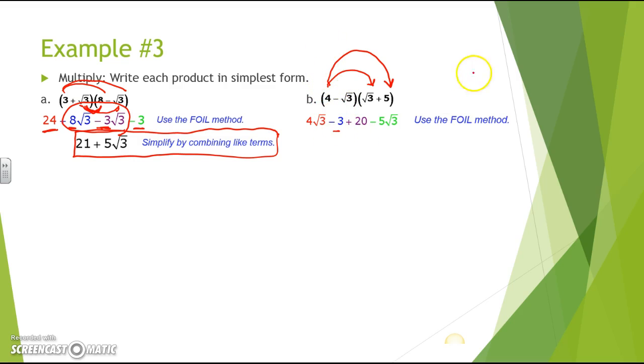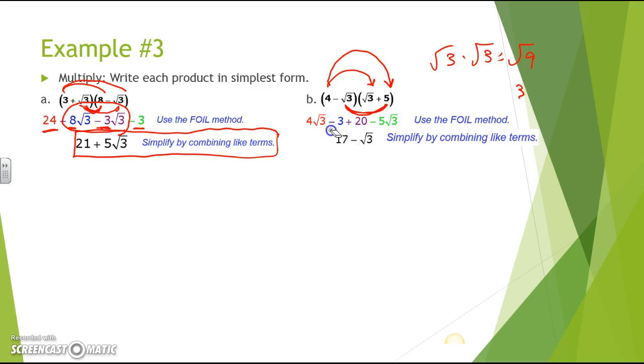How did I get this minus 3? Well, the square root of 3 times the square root of 3 gives me the square root of 9, which breaks down to 3. A positive and a negative gives me negative 3. 4 times 5 is 20. And then we multiplied 5 times the negative square root of 3, which is negative 5 times the square root of 3.